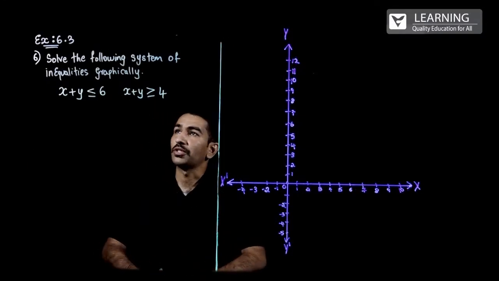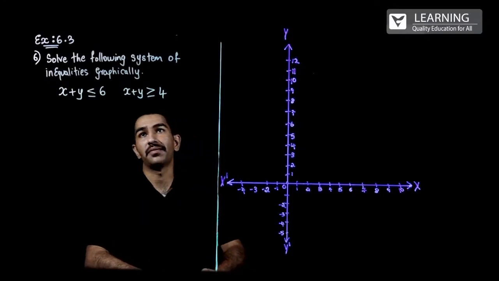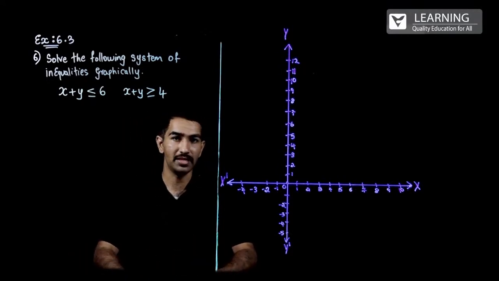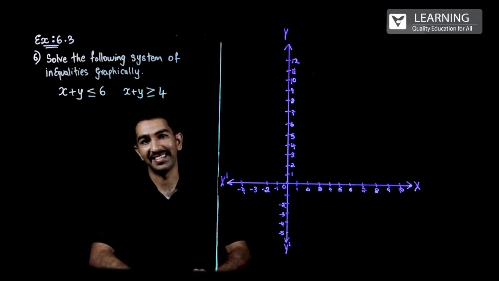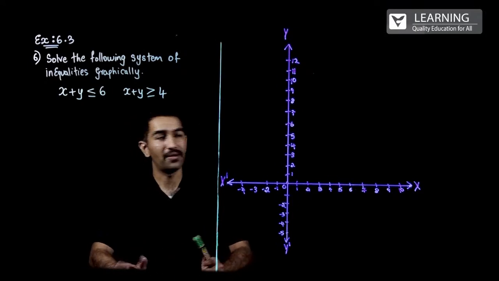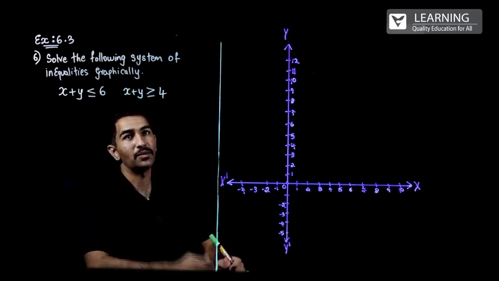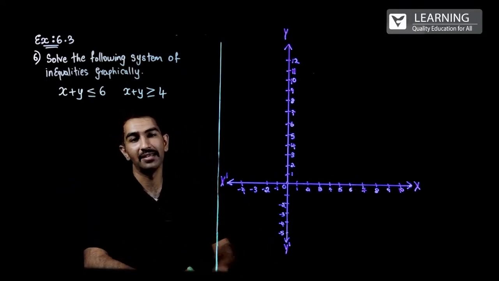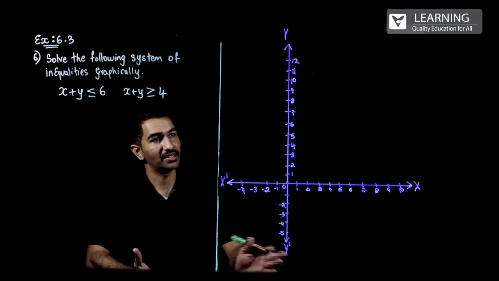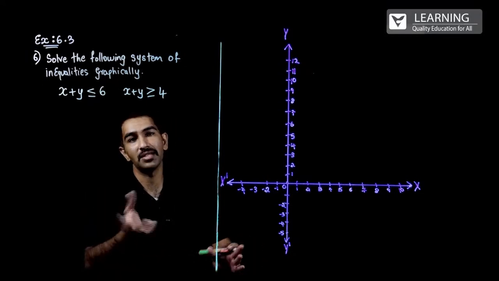Going to the next question, number 6: solve the following system of inequalities graphically. The same thing we have to do here. Again, they have given two inequalities, but we have to solve this graphically. So you have to plot the points on the graph, join those points, and based upon the inequality, choose the area lesser or greater than. Then the common area of these inequalities will be your answer.